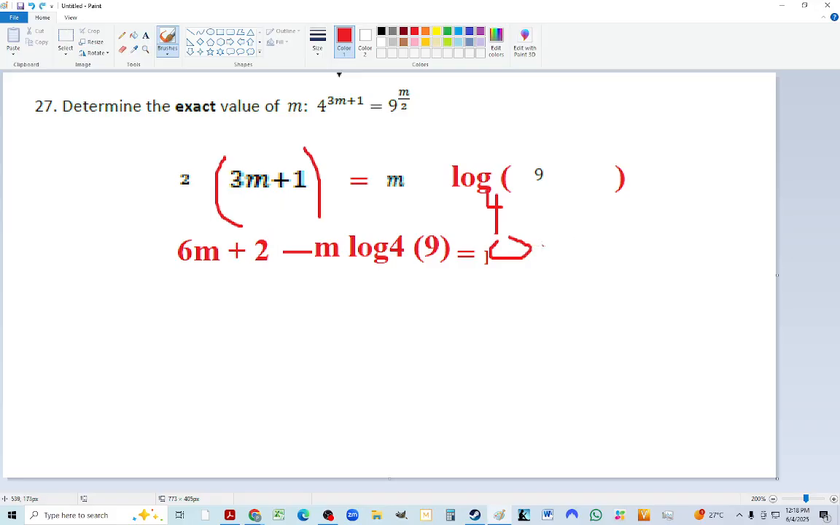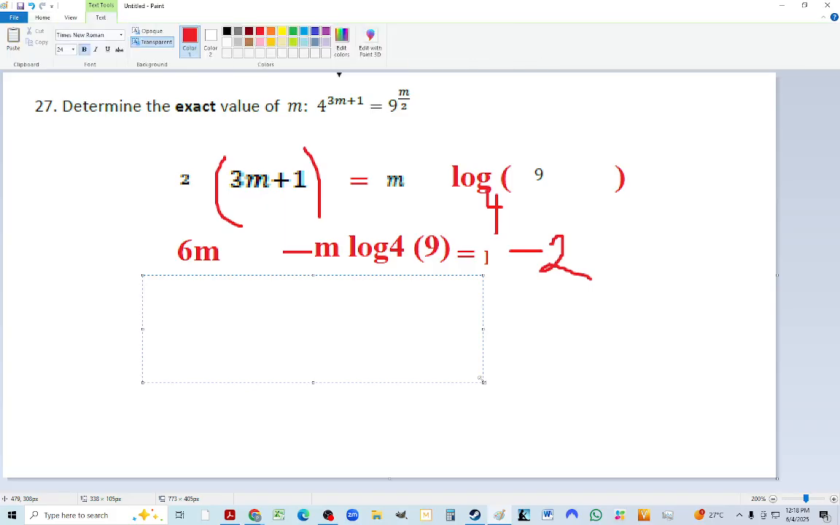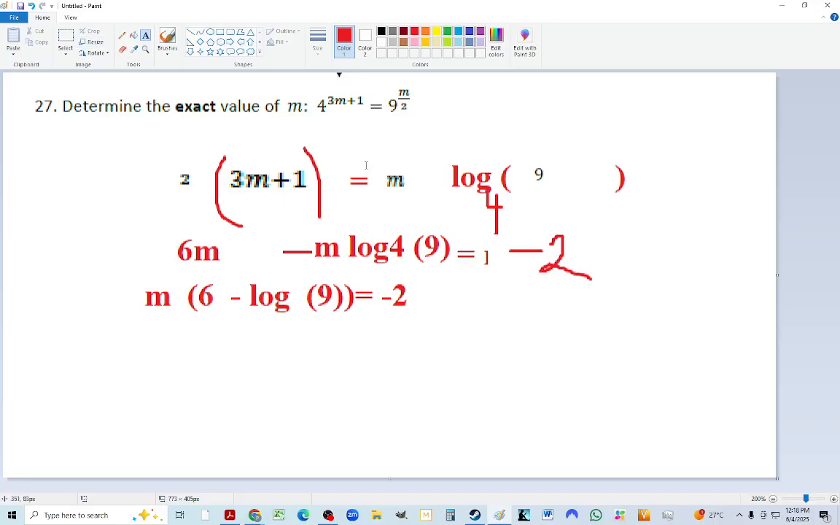And that gets rid of my 2. Now I can see that it's a little bit cleaner. Both these things now have an m in them, so I can take the m out. I get m times the bracket 6 minus log base 4 of 9 is equal to minus 2. A little bit easier. Remember that this is log base 4 here.